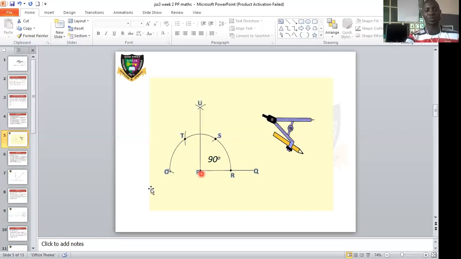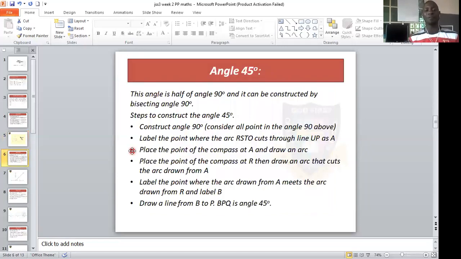So we'll go to the next one, which is angle 45 degrees. This angle is half of 90 degrees. I told you earlier, we bisect angle 90 degrees to give half of 90 degrees, and half of 90 degrees is 45. Now this 45 times 2 will give you 90 degrees. So we follow the procedures from construction of angle 90 degrees. We have gotten our angle 90 degrees.